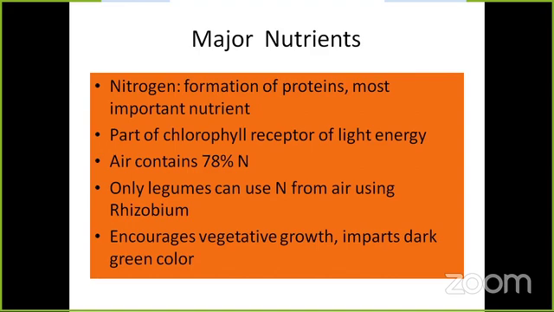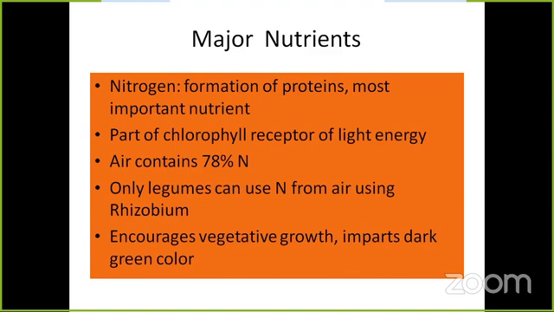So this nitrogen, which is very important, is required for the formation of proteins, and it is the most important nutrient. It is also part of chlorophyll, which is a receptor of light energy. So the plants manufacture their food, that is carbohydrate basically, using the chlorophyll, using sunlight or any other artificial light that we may provide. The carbon source can be carbon dioxide from the air, and hydrogen and oxygen from the water.